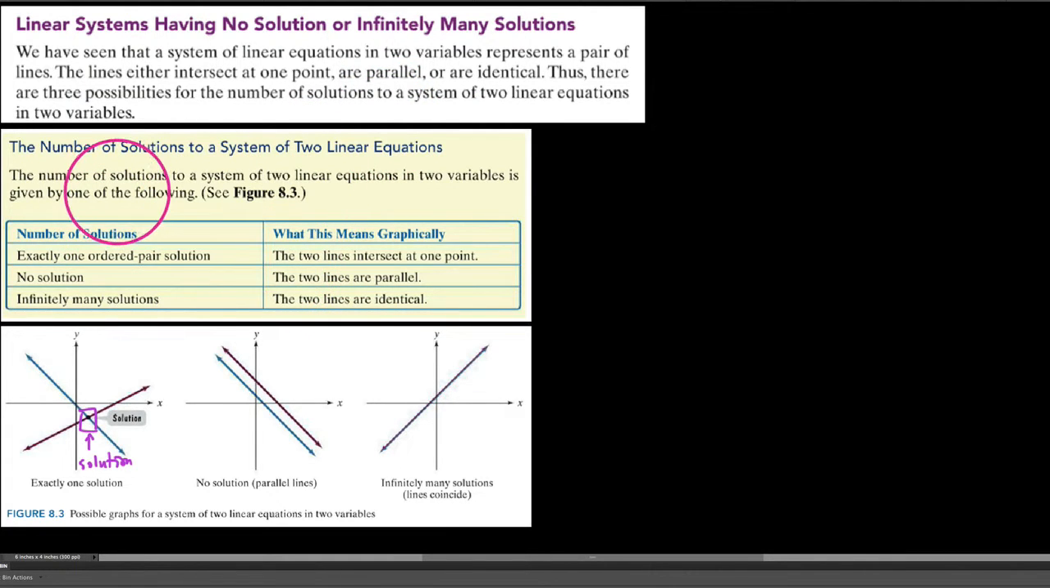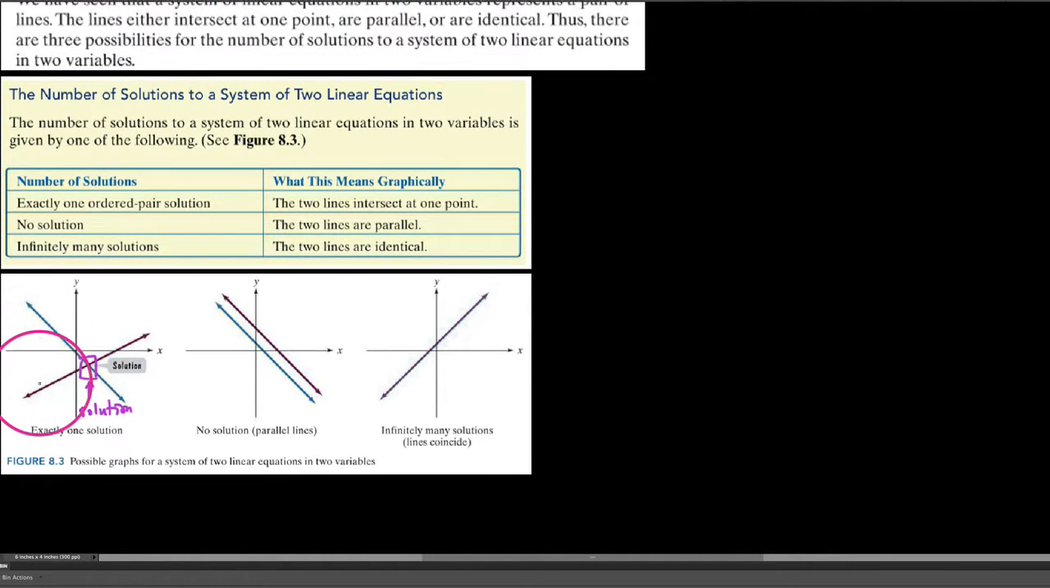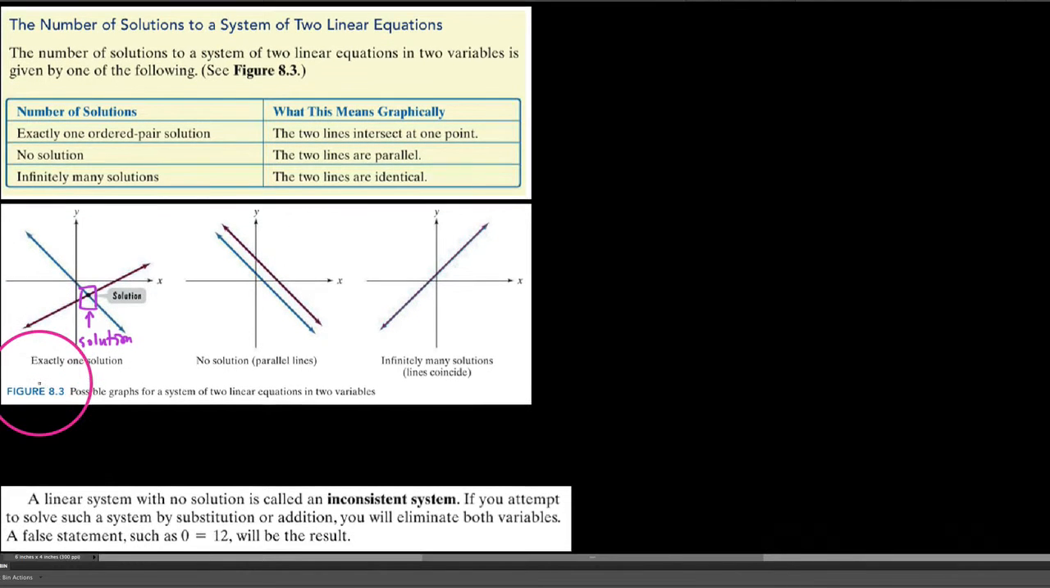But exactly what we want to look at here, we say that the number of solutions to a system of two linear equations in two variables is given by this table right here. So we either have one, none, or infinitely many. Now, one thing that I would like to comment on, and this is a matter of vocabulary before we move on, is that we often give these systems names.